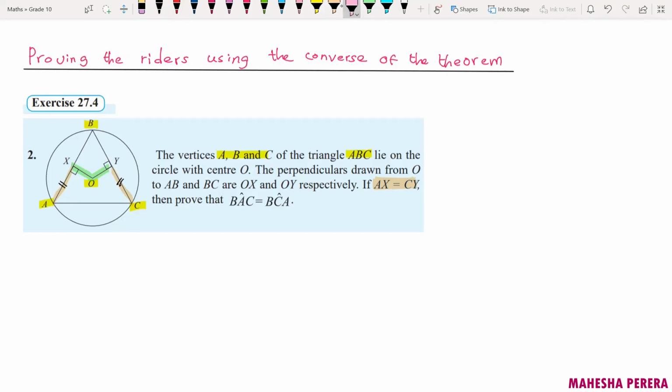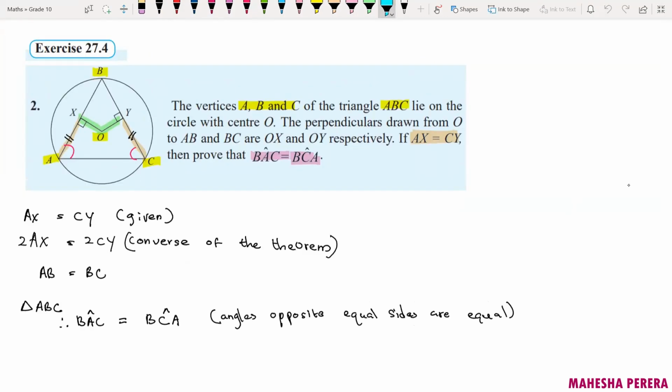Prove that angle BAC equals angle BCA. BAC is this angle, and the other angle is BCA, this angle. So we should prove that these two angles are equal. Okay, let's do it.